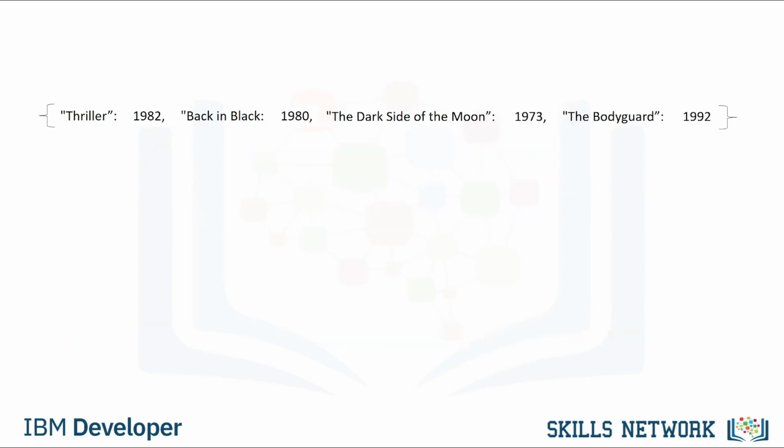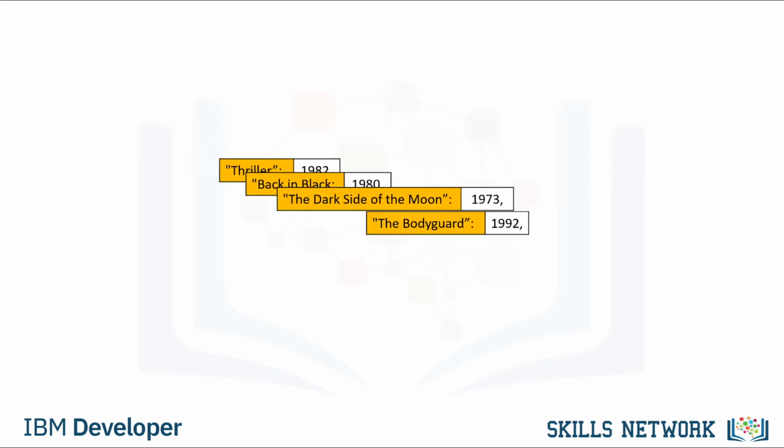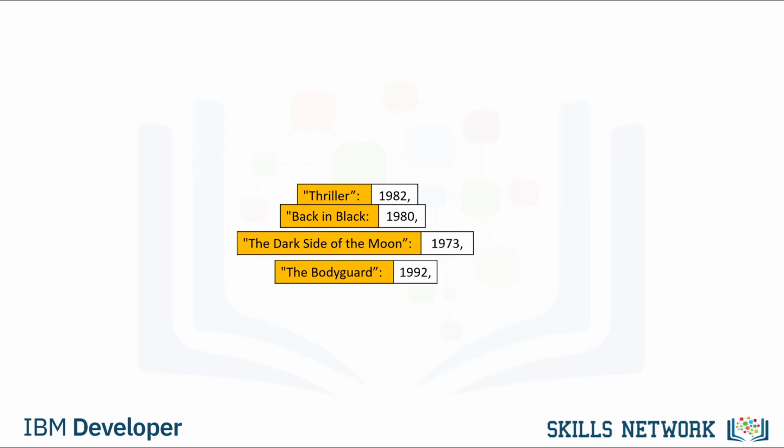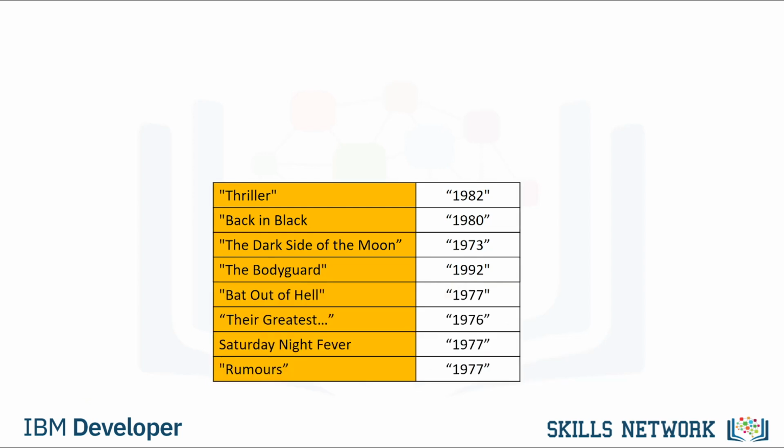Consider the following example of a dictionary. The album title is the key and the value is the release date. We can use yellow to highlight the keys and leave the values in white. It is helpful to use a table to visualize a dictionary, where the first column represents the keys and the second column represents the values. We can add a few more examples to the dictionary. We can also assign the dictionary to a variable.